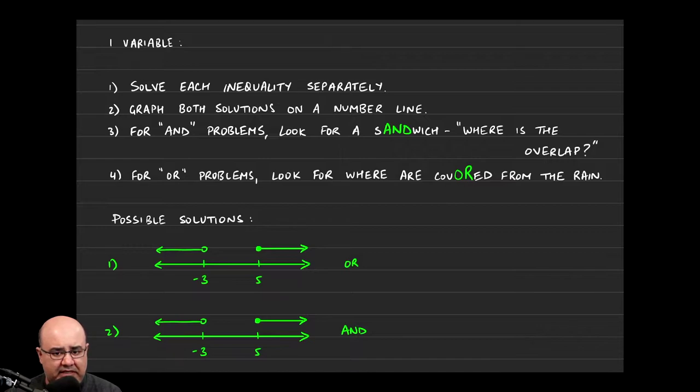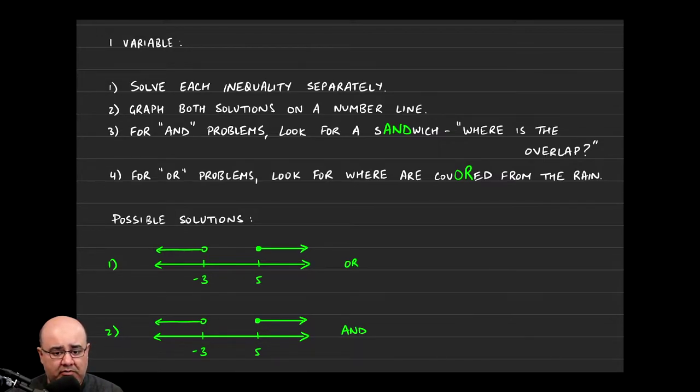The four steps that I could think of are basically you solve each inequality separately, you graph both solutions on a single number line, on just a number line, not two separate ones. Now, for AND problems, you're looking for a sandwich. The word sandwich has the word AND in it, so that's how I know which question to ask. I'm looking for where is the overlap? Where are the two lines on top of each other, if anywhere? They don't have to overlap at all.